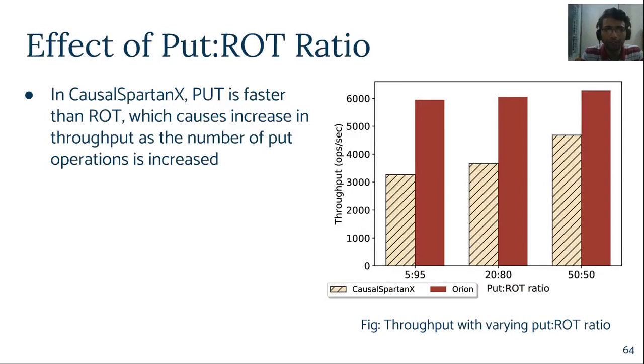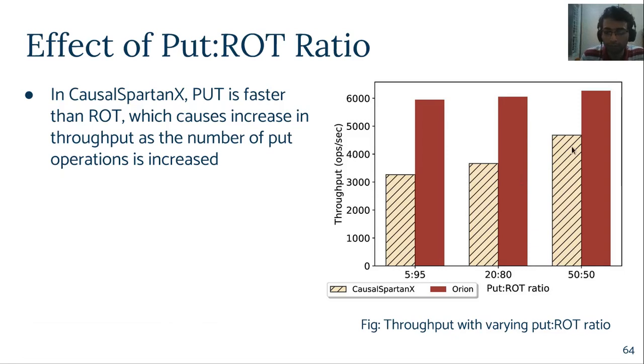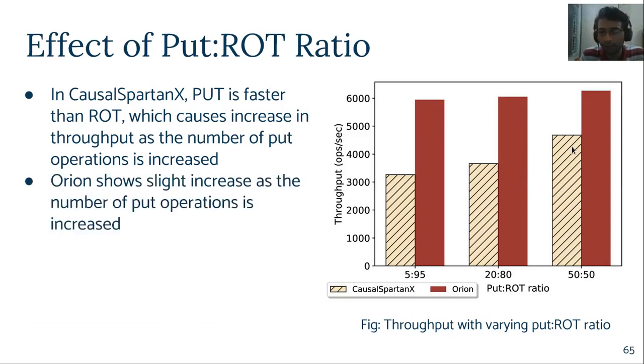So coming to the effect of put ROT ratio. In CausalSpartanX, put is faster than ROT, that is with default 10 keys in ROT. It causes an increase in throughput as we increase the number of put operations. However, this is not the case with Orion, as Orion takes the same amount of time to process put and ROT operations. So we see only a small increase in the throughput.